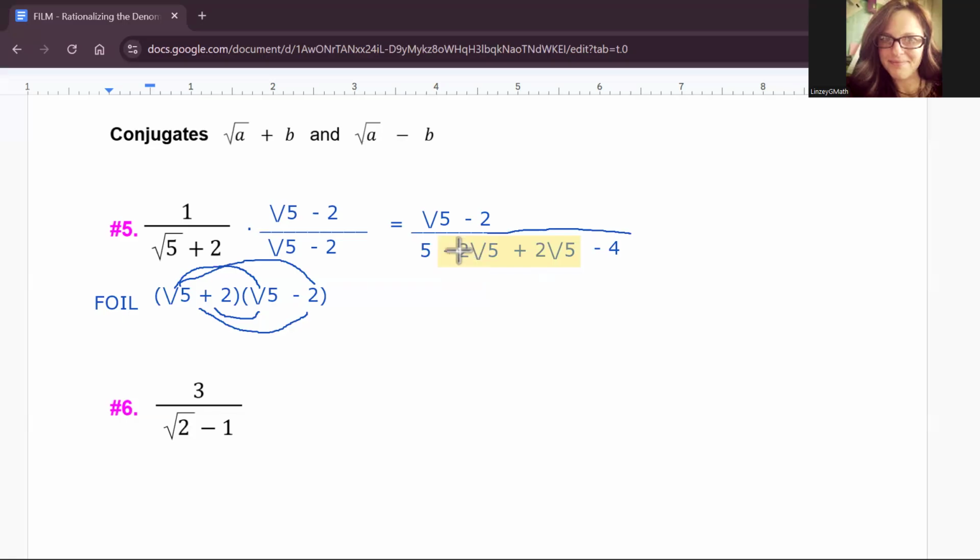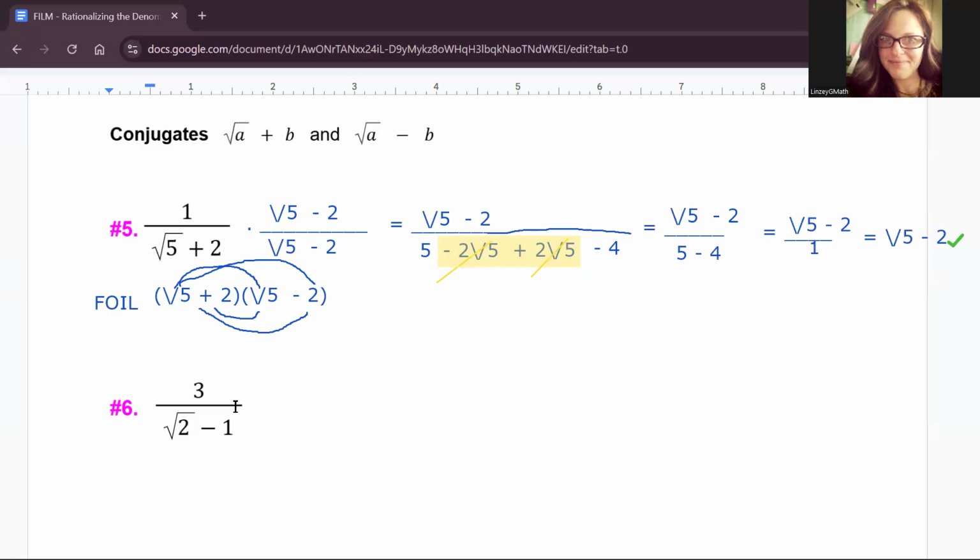Negative 2 square root 5 plus 2 square root 5 cancels out and gives us 0. Then we're left with 5 minus 4 in the bottom, square root of 5 minus 2 in the top, and 5 minus 4 is just 1. So you get the square root of 5 minus 2 all over 1, which is just square root of 5 minus 2.